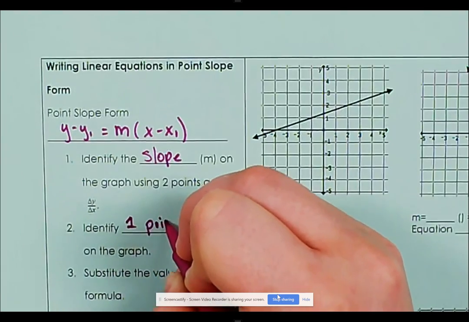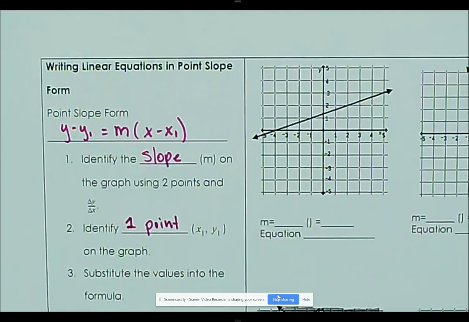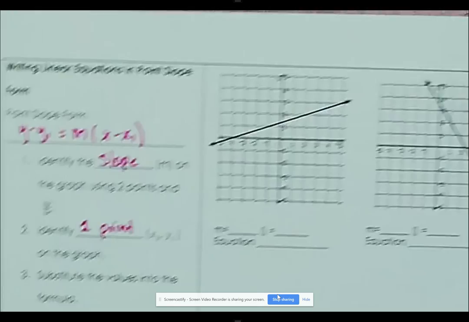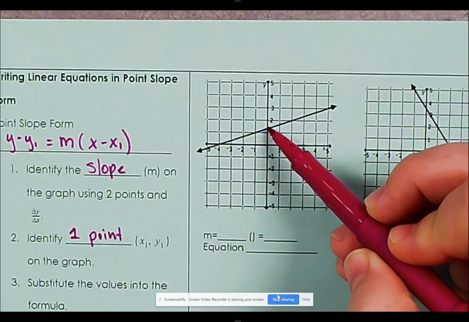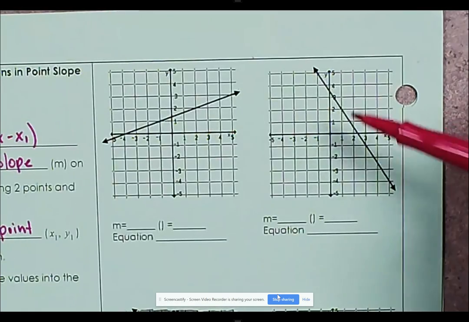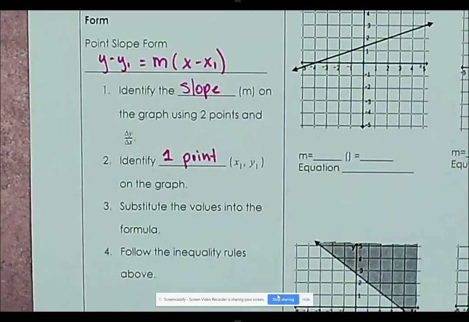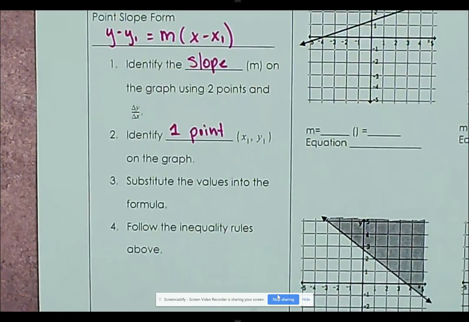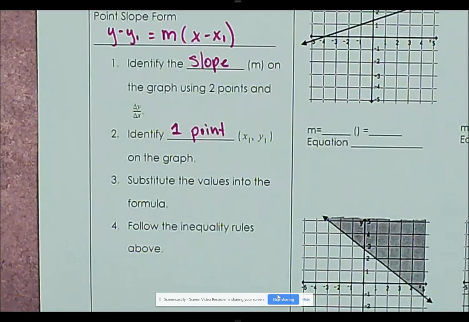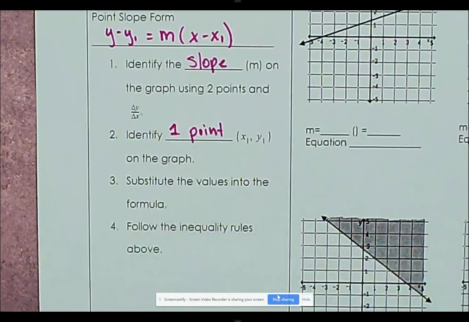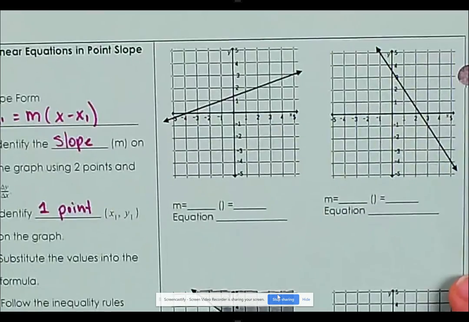We're not going to be able to see the b value on any of these graphs. You look over here, we're not sure what that b value is. So we just have to pick one perfect point and we can go ahead and use that point, right? We're going to substitute the values into the formula, and we're going to follow those same inequality rules that we talked about on the other side.